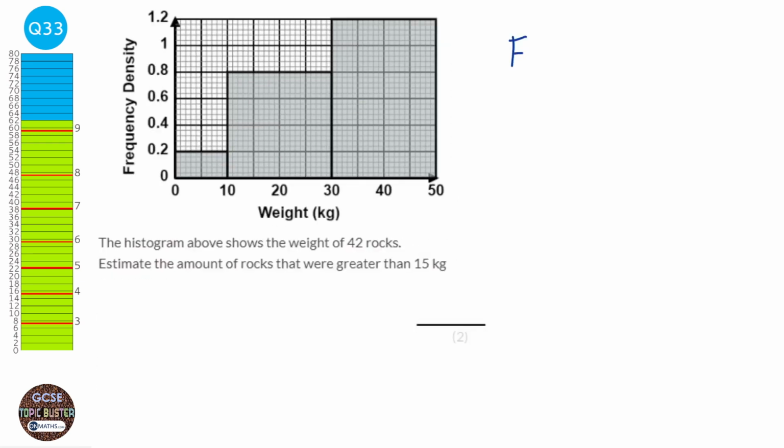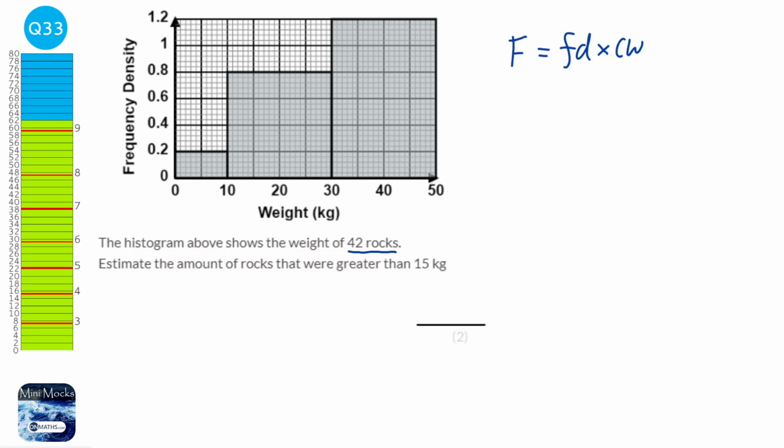So the frequency is kind of equal to the frequency density times the class width. And I say kind of because it's actually a proportional relationship. The frequency density doesn't have to be that value, it can be twice the value or half the value. But we're going to assume it is because we can check whether it is by the value given to us in the question.